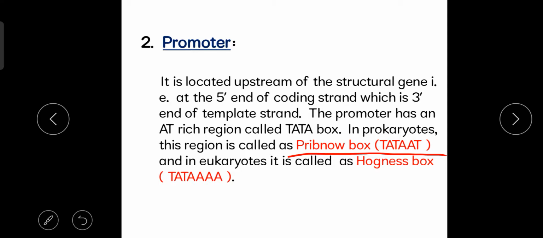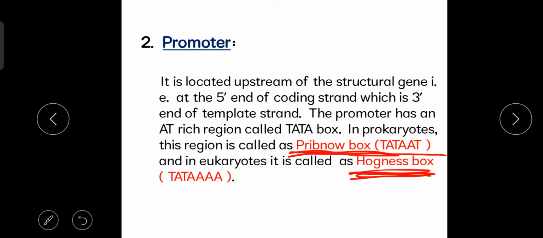In case of eukaryotic DNA, this promoter site is called the Hogness box, which consists of 7 to 8 nitrogenous bases normally. Usually in eukaryotic DNA, the promoter contains 7 to 8 AT, adenine and thymine residues in the promoter site, and this promoter site in eukaryotic transcription is known as the Hogness box, and in prokaryotic transcription it is called the Pribnow box. And what is a promoter? Promoter is the site of DNA from which the production of the RNA strand begins.